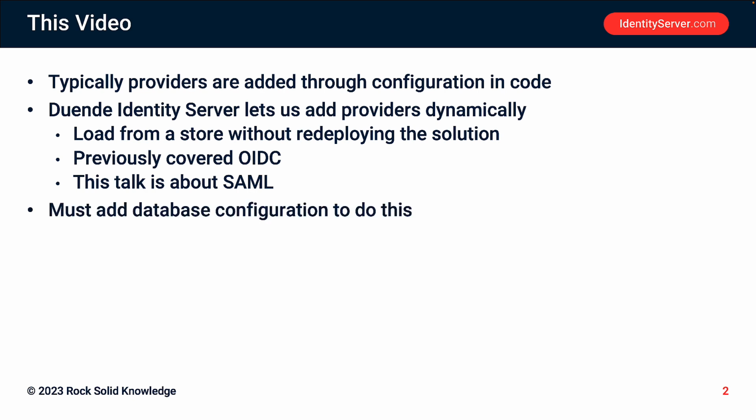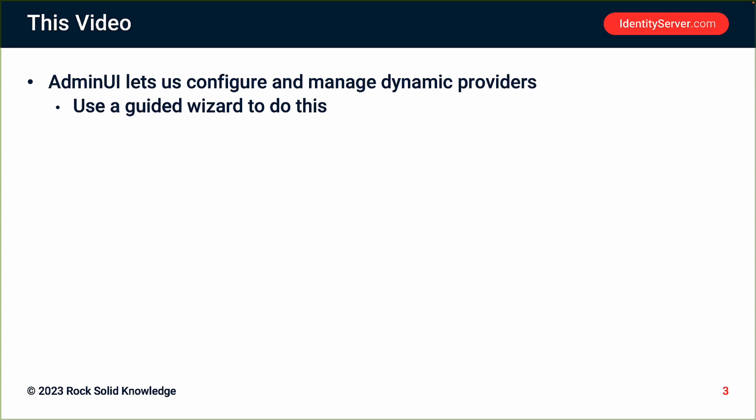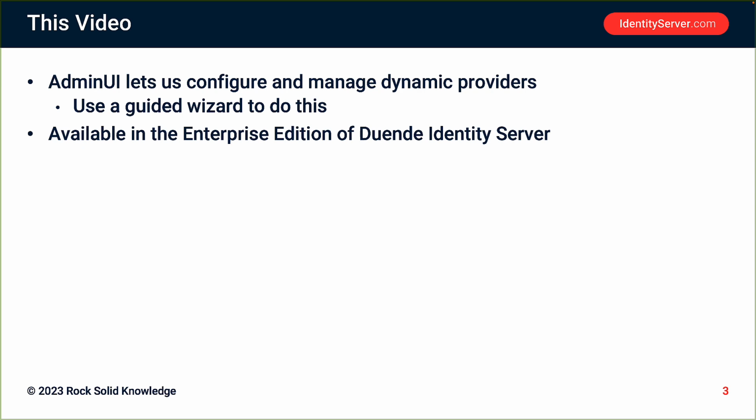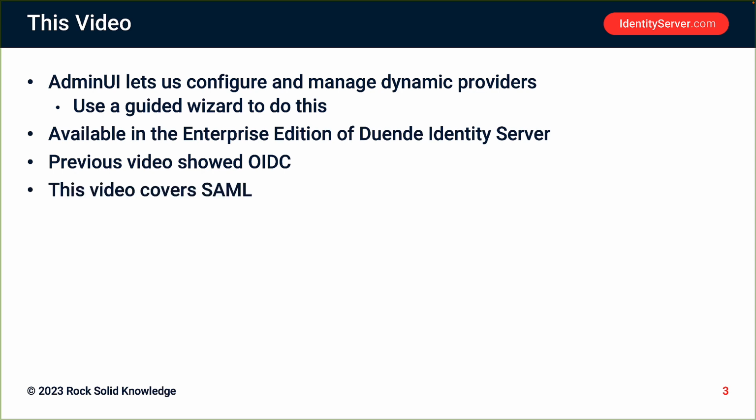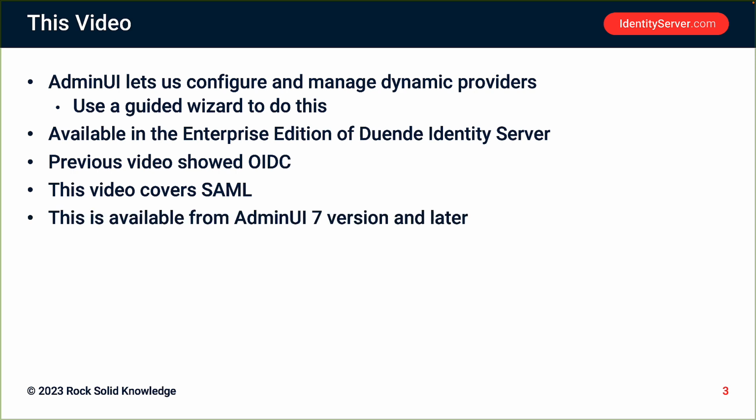Now, to do this, we have to add database configuration, and that can be tricky. However, AdminUI lets us configure and manage these dynamic providers, and it uses a guided wizard to do this. To take advantage of this, you must be using the Enterprise Edition of Duende IdentityServer. In a previous video, I showed you how to do this with OIDC providers, and in this video, I'll show you how to do this with SAML providers. To do this in AdminUI, you must be using AdminUI version 7 or later.